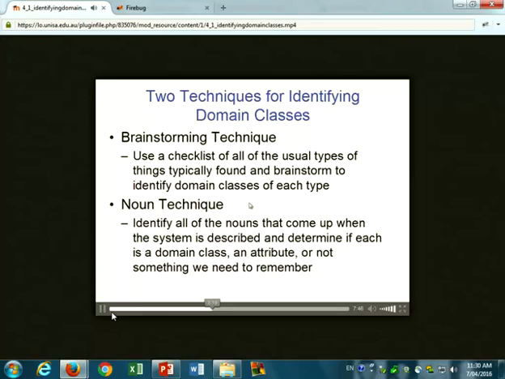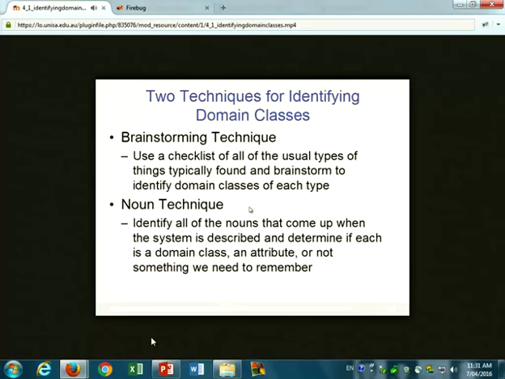The second technique is called the noun technique. The noun technique is a little more systematic in that you try to identify all the nouns that come up when people talk about the system, when you interview people, when you read documentation, for example. And then you write all those nouns down and you try to determine if a noun is going to be a potential domain class. Sometimes it's an attribute of a domain class, and sometimes it's something that might be part of the system, but we don't really need to remember it. So those are the two techniques we'll talk about now briefly.